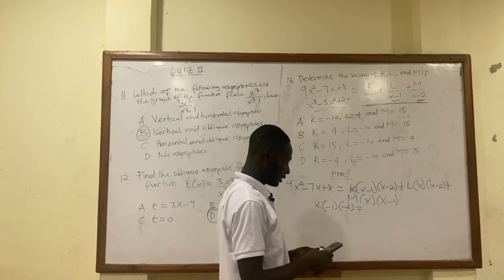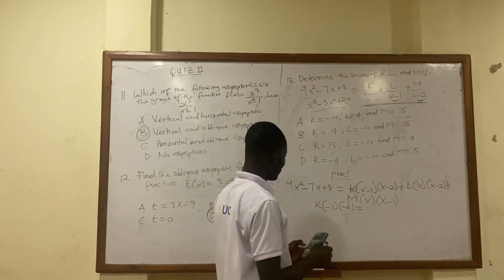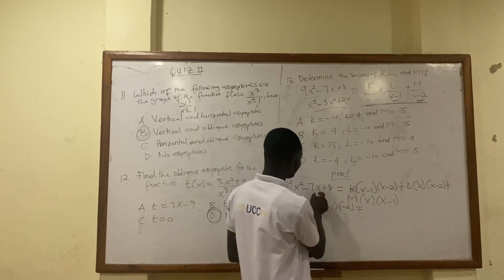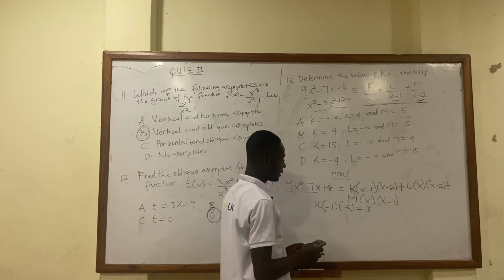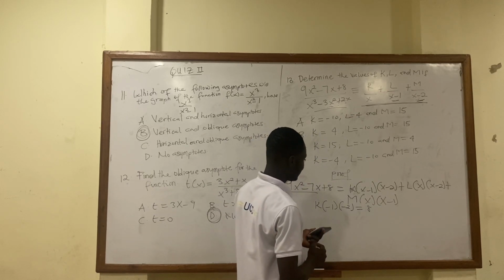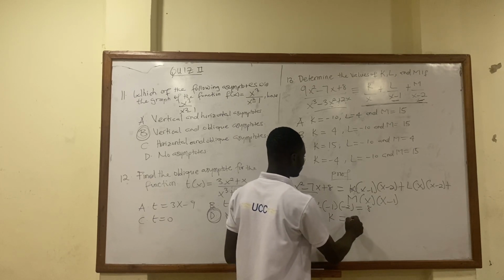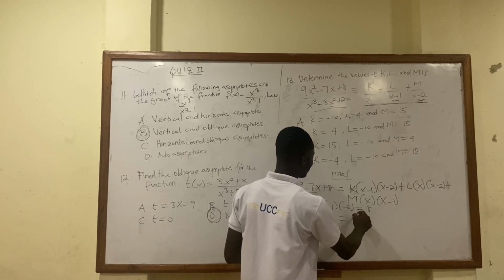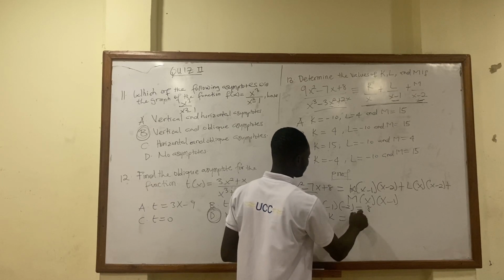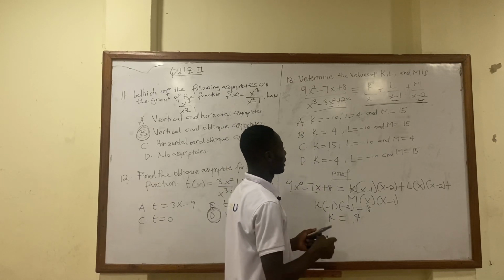9 into 0 squared, so when x is 0, this part will also go to 0, and then we have 8 here. So we say that k is 4. All right, so k is equal to 4, as we have over there.